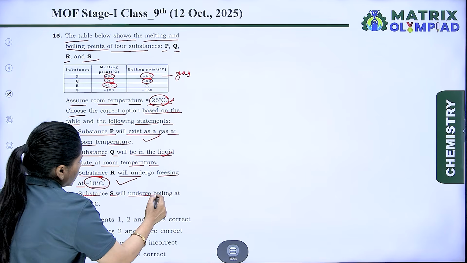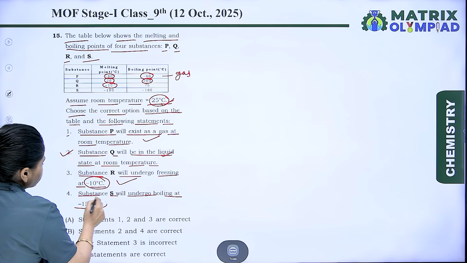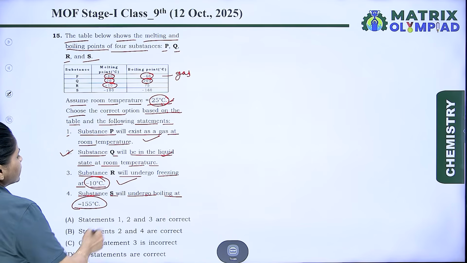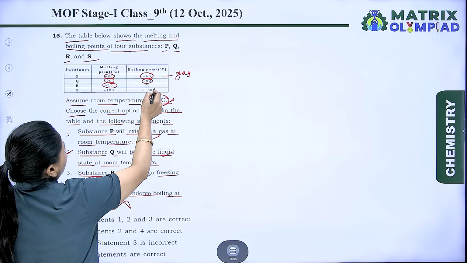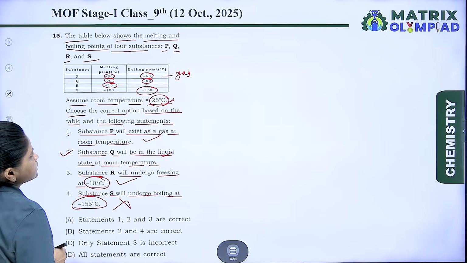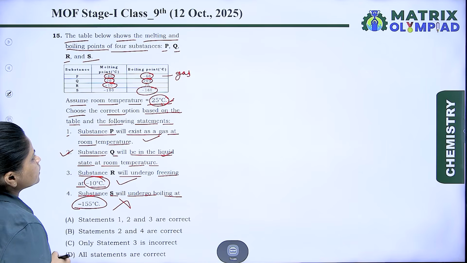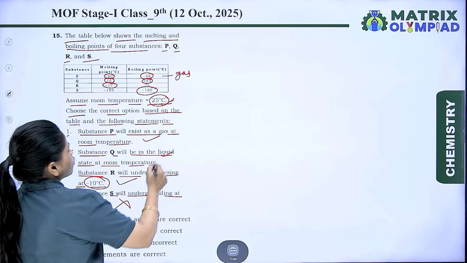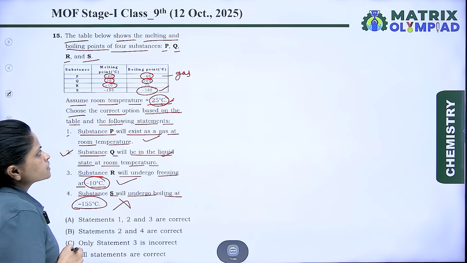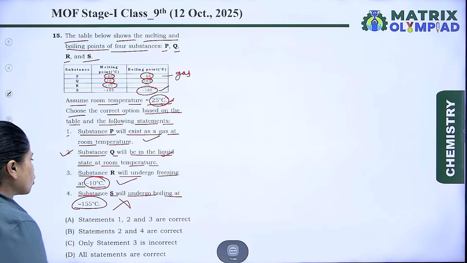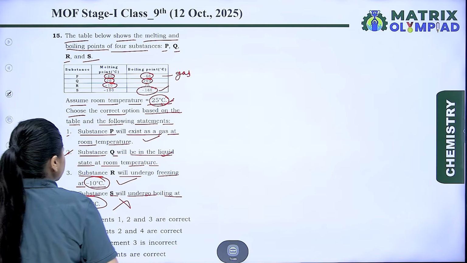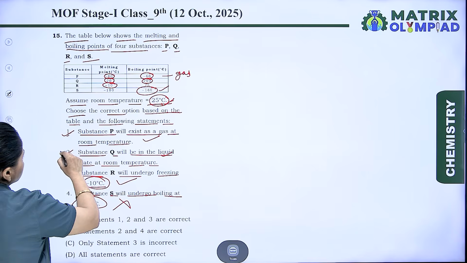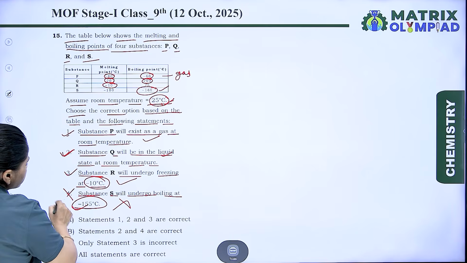Substance S will undergo boiling at minus 155 degrees Celsius. Now, it is wrong because according to the table, S has boiling point minus 160 degrees Celsius. So, it will undergo boiling at minus 160 degrees Celsius, not at minus 155 degrees Celsius. So, the correct statements are 1, 2 and 3, and 4 is wrong.